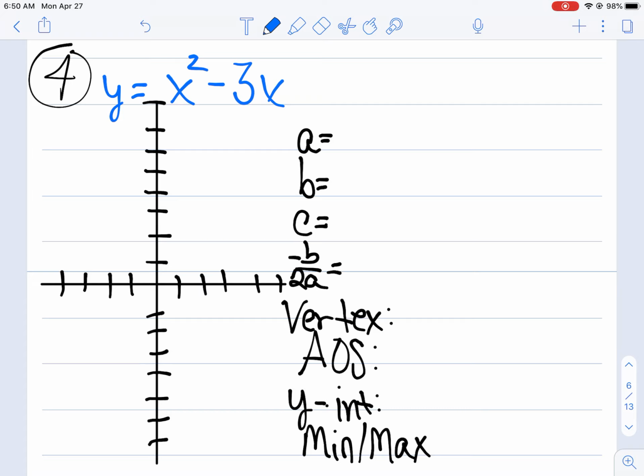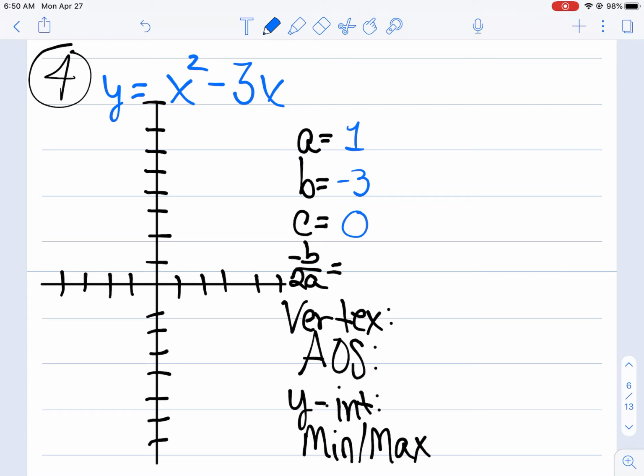Okay, so if we do it correctly, A is 1, B is negative 3, C is 0. Now the reason why I wanted to do this one with you is because you might have noticed that we have B as an odd number this time. Don't let that throw you off your game. You still find the vertex the same way. Okay, and I'll show you how it's still even easier to graph this. It just looks intimidating at first, but it really isn't.